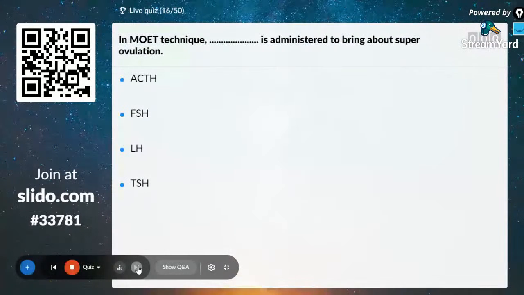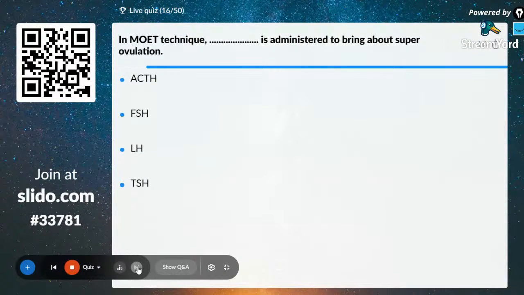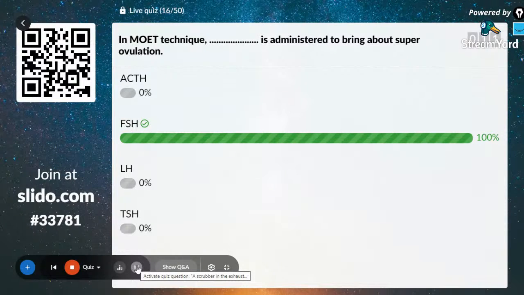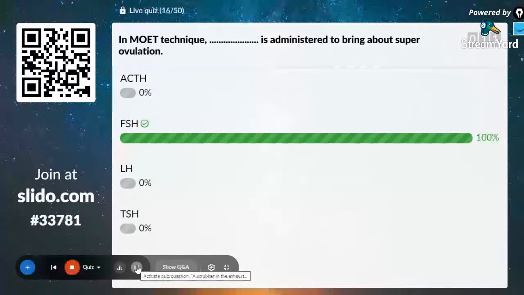Yes, simple question. In MOET technique, dash is administered to bring about super ovulation. Which of the following hormone? Multiple ovulation and embryo transfer technology. ACTH, FSH, LH, and TSH. Yes, 100% with the answer FSH. Perfect, guys. FSH is the answer. Follicle stimulating hormone. Instead of producing one or two, it will produce 6 to 8, a super ovulated condition. Next question on the screen.